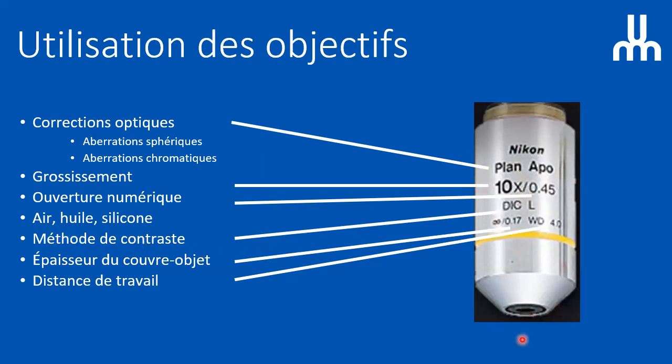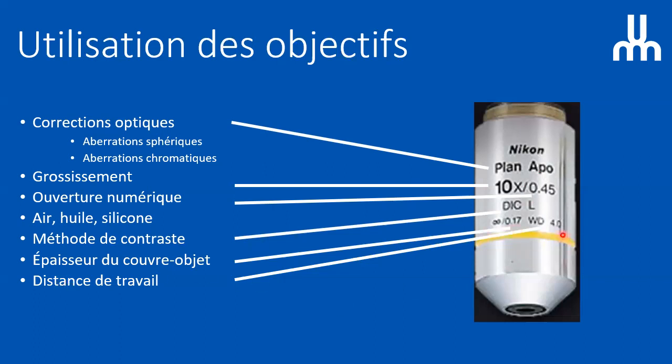Then there is the immersion that you need to use. I told you that it affects the resolution. If you want more resolution, use an oil or silicone-based objective. If you want convenient usage, maybe an air objective is better. I told you about contrast methods. This is an important value: the cover slip thickness. Most objectives are made for 0.17 thickness. So if you don't use 0.17, it's going to create blurriness.